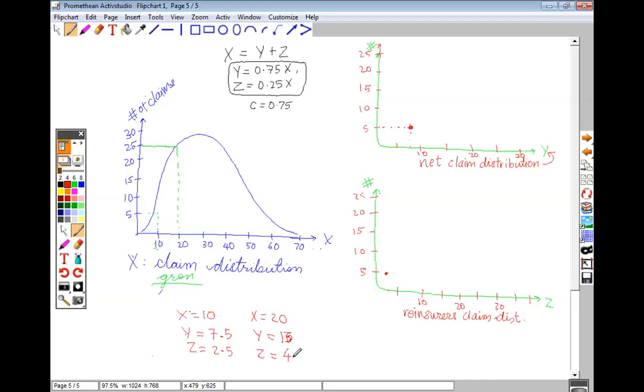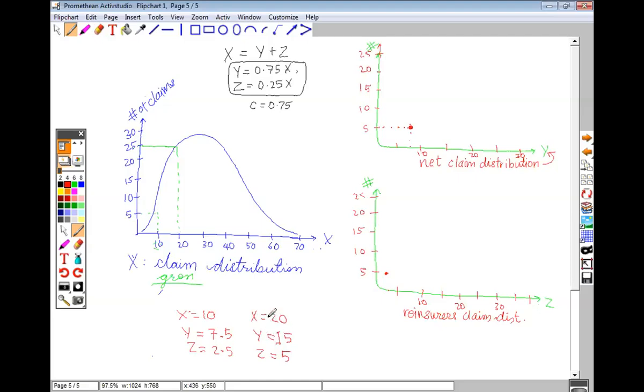Am I audible or am I one of them? Hello? Yes, ma'am, you're audible. Yeah. Oh, it was 5 and it will be 5 and 15, right? So again, when I'm writing my Y for my X being 20, what I'm doing is multiplying it by 0.75. So it will be 15.